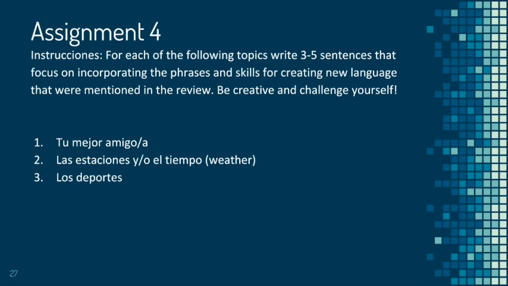All right, so for assignment 4, the instrucciones say, for each of the following topics, write 3 to 5 sentences that focus on incorporating the phrases and skills for creating new language that were mentioned in this review. Be creative and challenge yourself. You're going to write a couple sentences about tu mejor amigo o amiga, your best friend. Write sentences about las estaciones y el tiempo, so the seasons or weather. And then write some sentences about los deportes or sports. But try to keep in mind these types of rules.